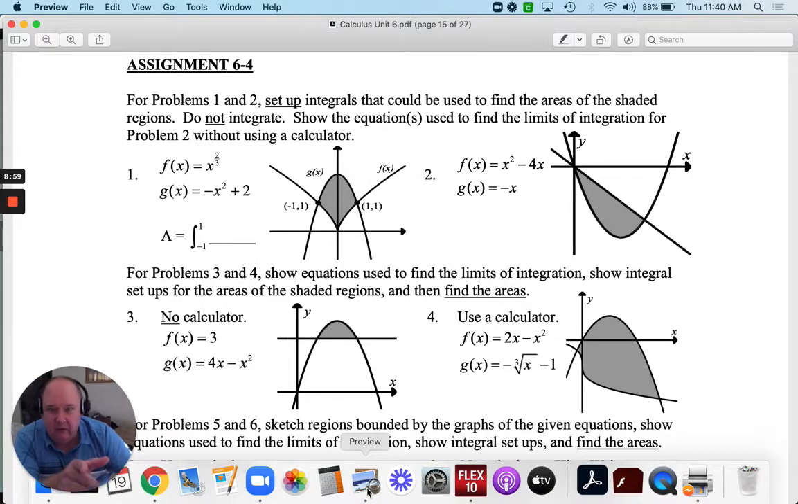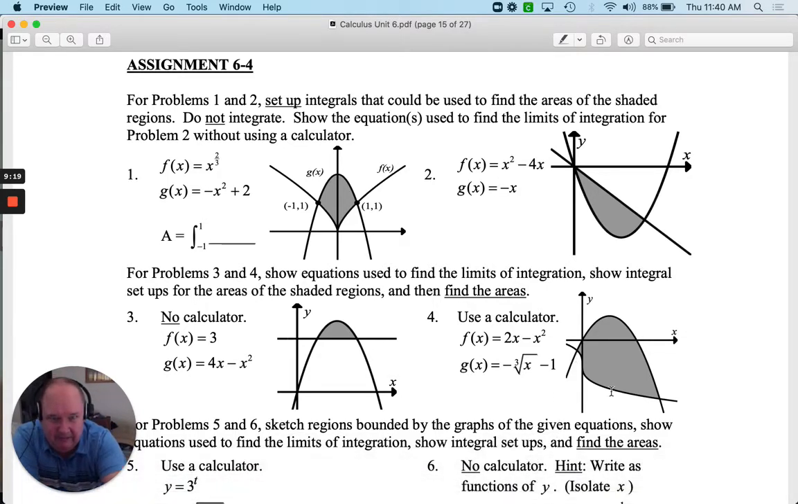In number 4, it says use a calculator. So I'm going to set it up and use a calculator. The calculator doesn't help me until I actually set up the integration. But once I set up the integration, I'm still using my calculator, if I have battery power, which I hope I do. Here we go. So step number 1 to use a calculator is I have to find my upper limit and my lower limit.